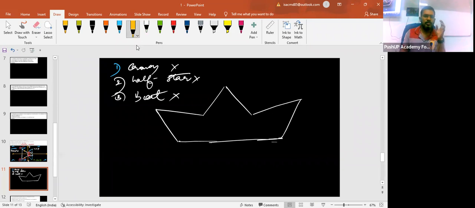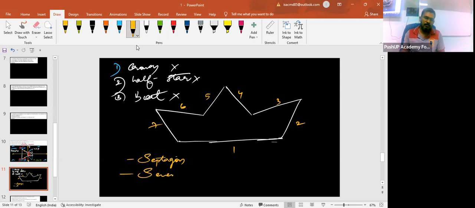Now, in such situations, children, what you will do is you will count the number of sides. How many sides are there? 1, 2, 3, 4, 5, 6, 7. 7 sides are there. So you can either write the name of the polygon as septagon, or you can also leave the answer as 7-sided polygon. This is acceptable. Understood?